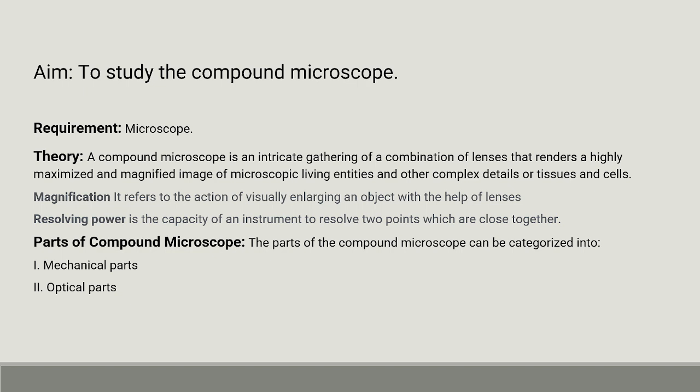So what is the theory behind a compound microscope? Why is there a need to study the compound microscope? Why is there a need to develop a compound microscope? A compound microscope is an intricate gathering of a combination of lenses that renders a highly maximized and magnified image of microscopic living entities and other complex details or tissues and cells.